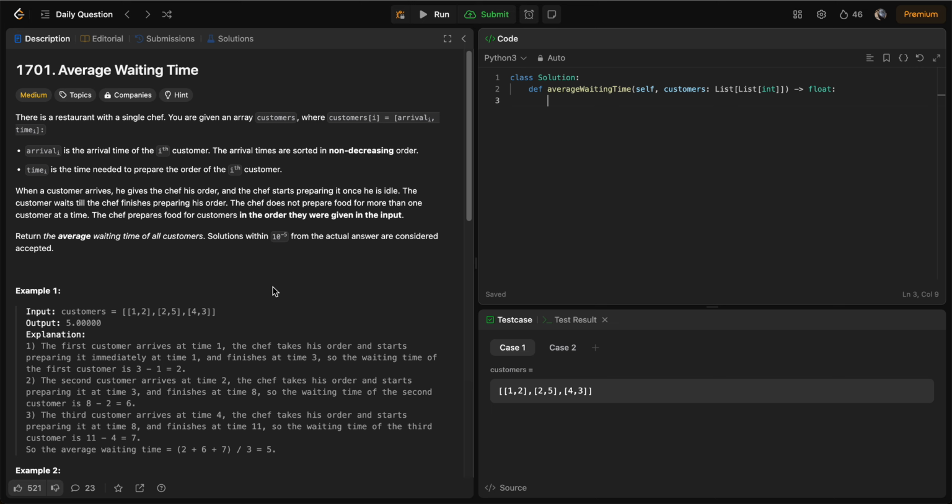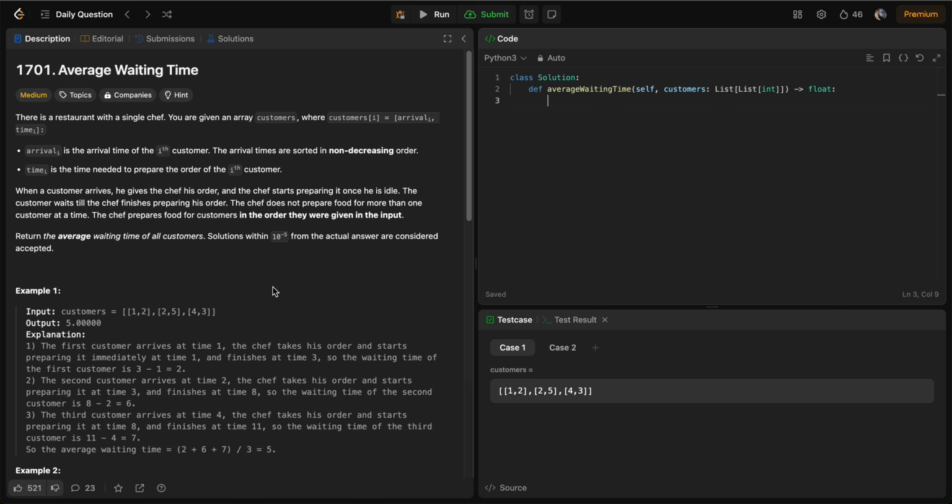And arrival_i is the arrival time of the ith customer. The arrival times are sorted in non-decreasing order, and time_i is the time needed to prepare the order of the ith customer. When a customer arrives, he gives the chef his order, and the chef starts preparing it once he is idle. The customer waits till the chef finishes preparing his order. The chef does not prepare food for more than one customer at a time. The chef prepares food for customers in the order they were given in the input.